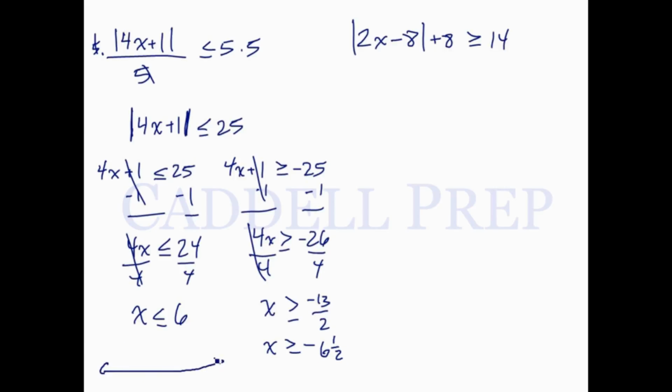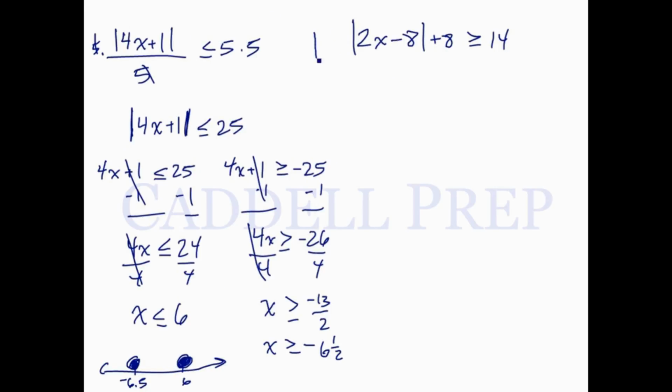So if we graphed it, we have 6, negative 6.5. X is less than or equal to 6. So solid at 6 and to the left. Greater than or equal to negative 6.5. So solid and to the right. And we see that it is a conjunction.